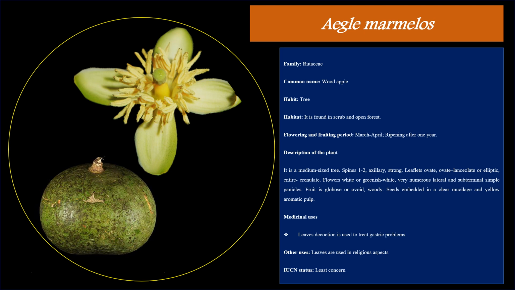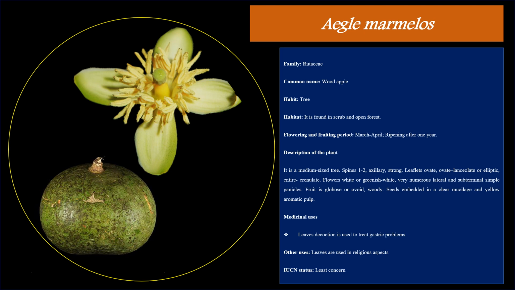Aegle marmelos, as we know, is from the Rutaceae family and its common name is wood apple. Its habit is mainly a tree, and it is mainly found in scrubby or open forest areas, or sometimes you will also see that in many houses they plant this particular tree species. The flowering and fruiting is mainly in March to April, and you can see the flower has a very distinctive character, and the fruit also has very good medicinal uses.